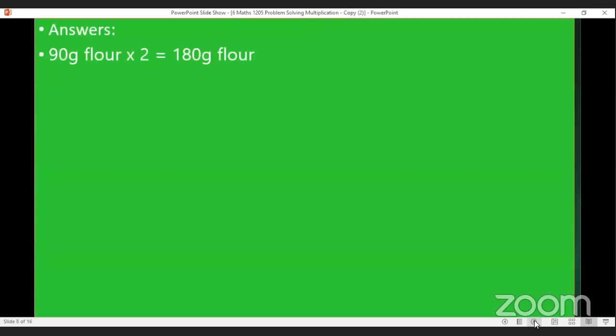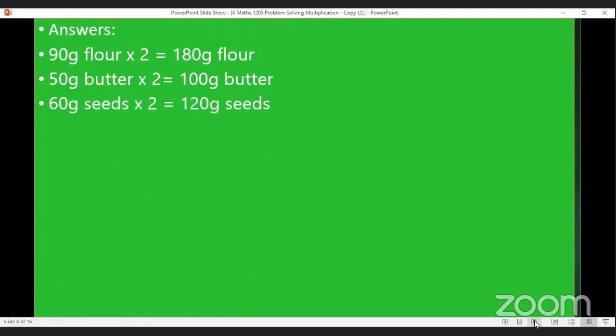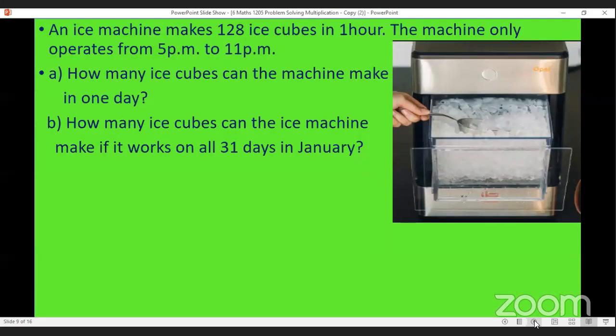Okay, so as Tafika said, we double the flour, so we say times 2, so it's doubling. You see, we're going back to the doubling. So it's 180 grams of flour. The butter is already 100 grams, so we don't double that one. The seeds were 60 grams, we double the seeds. The water is 30 millimeters, we double the water. So this one is called the rate.